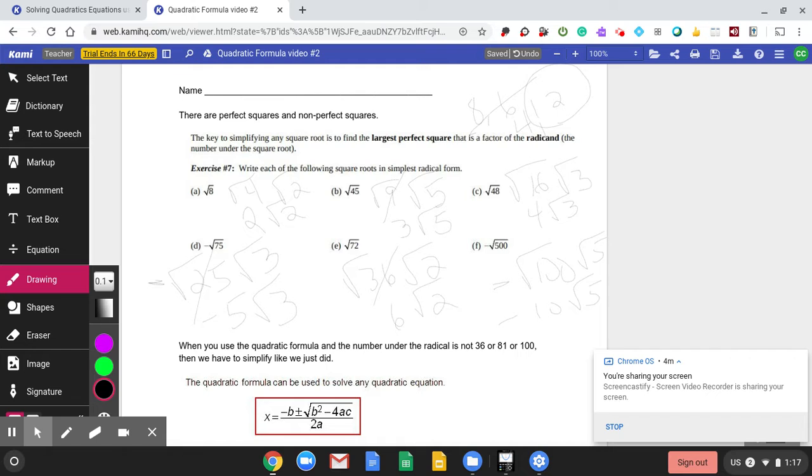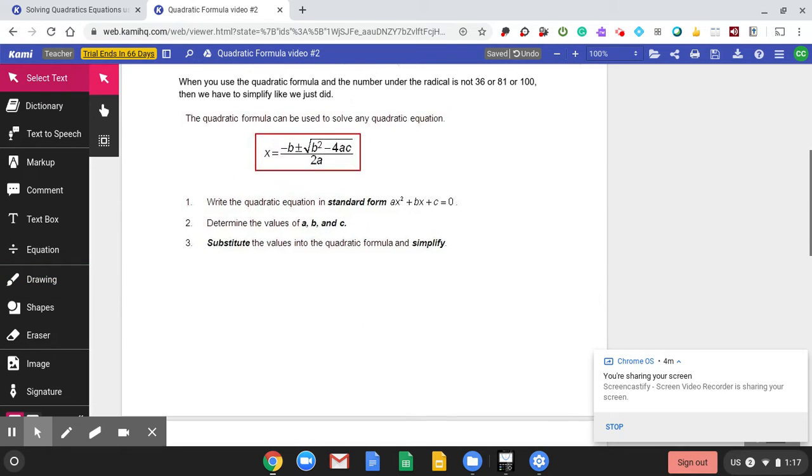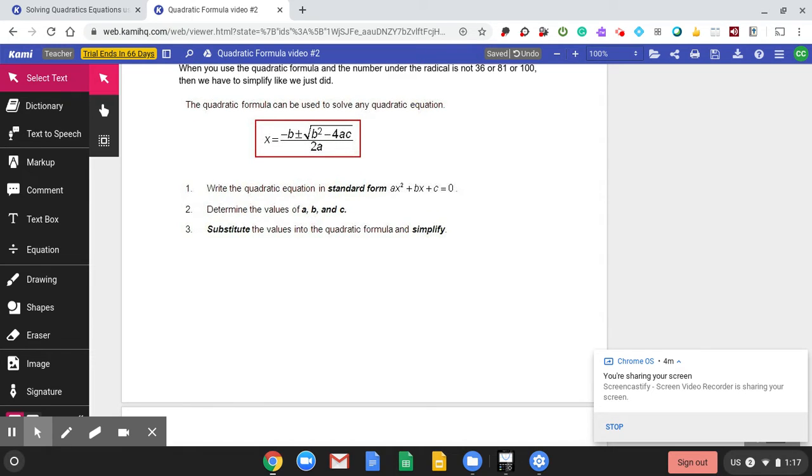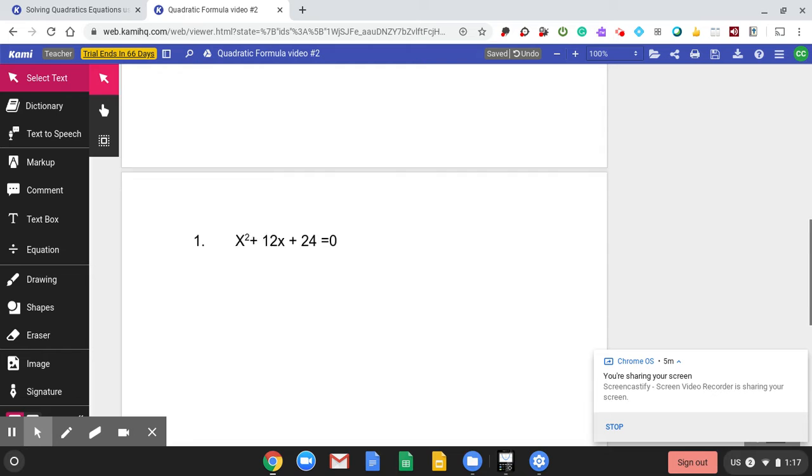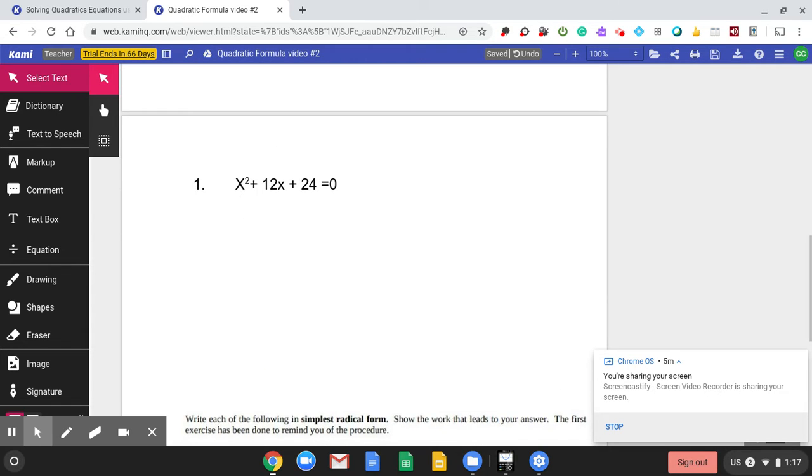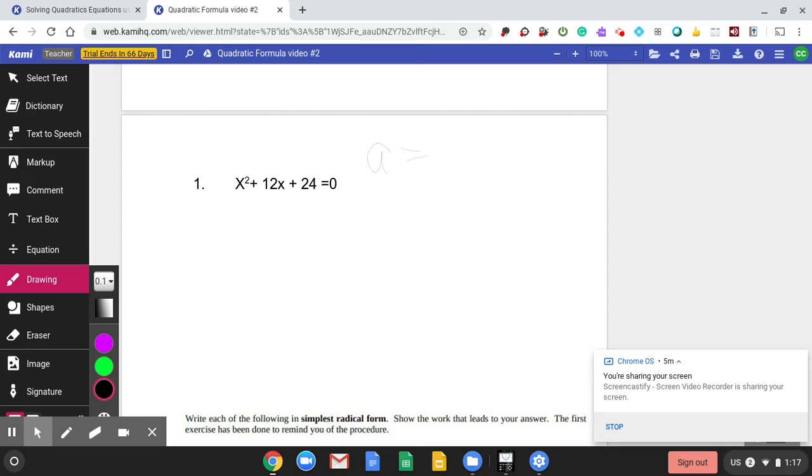Now, the question I have for you is this one. Once you get it in the right form and you say, whoa, A is 5 and B is 6 and C is 10, you then have to use the quadratic formula. First question I'm going to give you is this one: x squared plus 12x plus 24. So I know that my A is 1, my B is 12, and my C is 24.